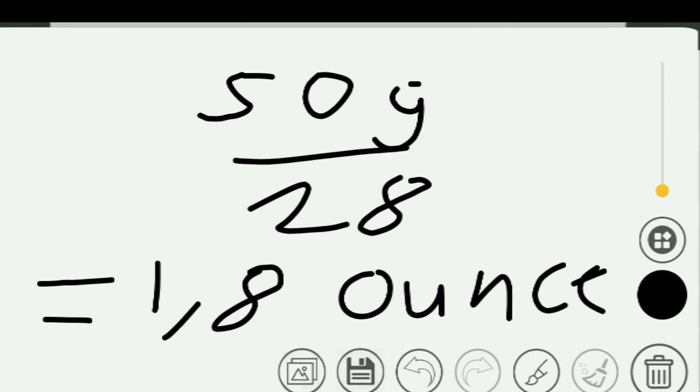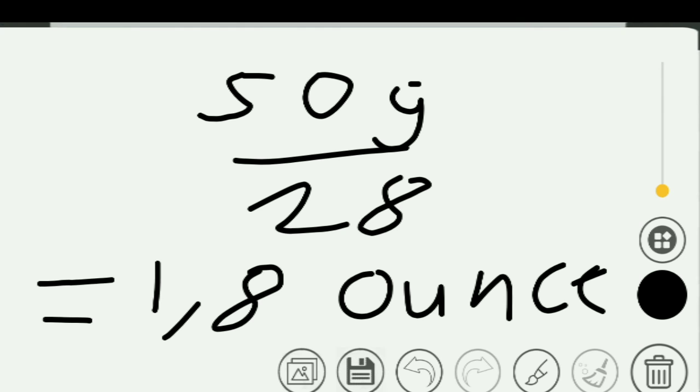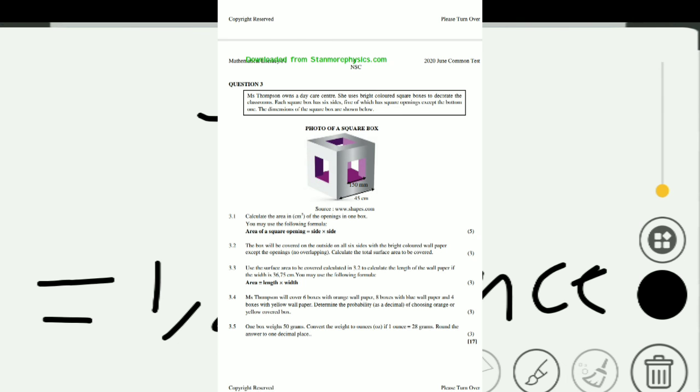This is it, guys. I can read the question again. 1 box weighs 50 grams. Convert the weight to ounces, which is OZ, if 1 ounce is equal to 28 grams. Round the answer to 1 decimal place. So this is it, guys. This is how you do it.